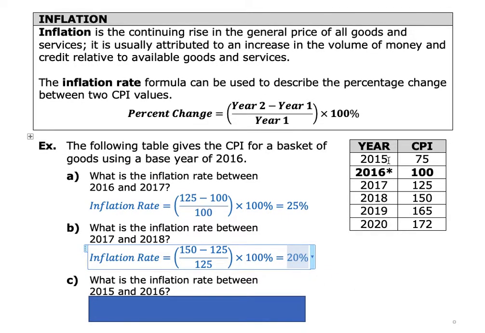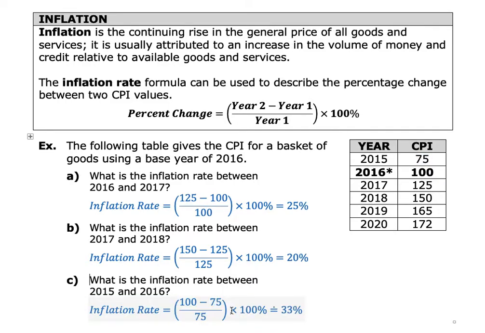Let's try 2015 to 2016. Notice that this is now a point before our base value. What is the inflation rate between 2015 and 2016? So, again, intentionally the CPI difference is 25 units, but we're talking about changes relative to this position. And how much has it increased to get to 100?